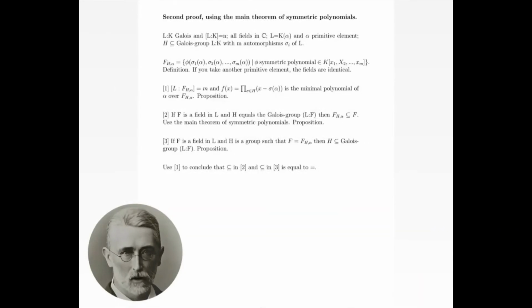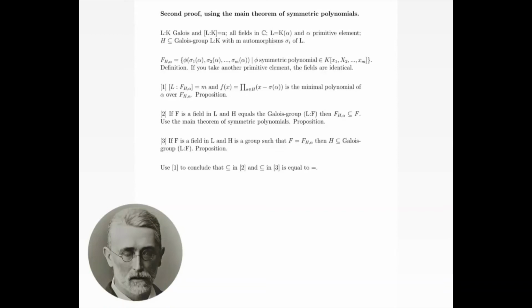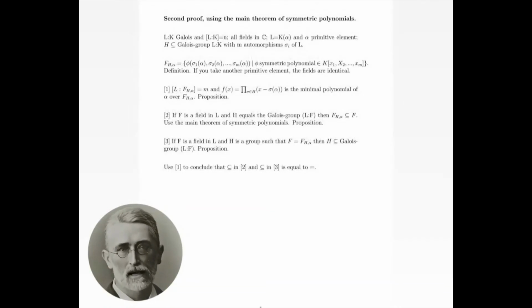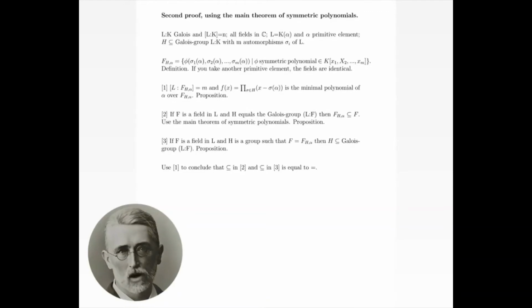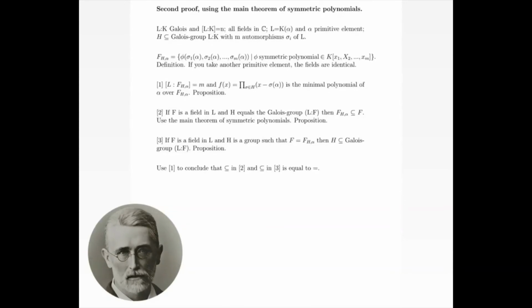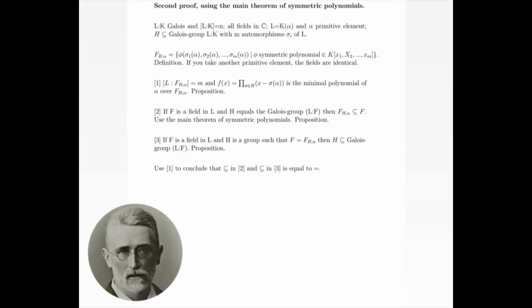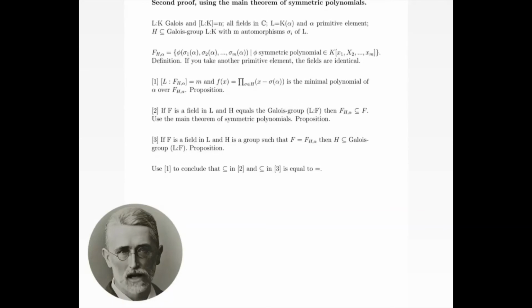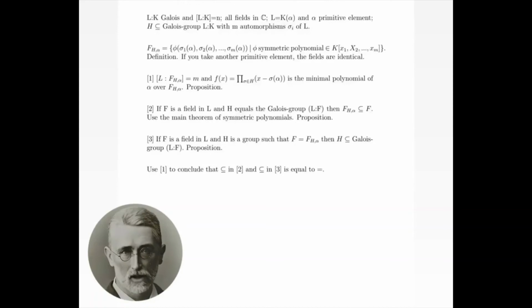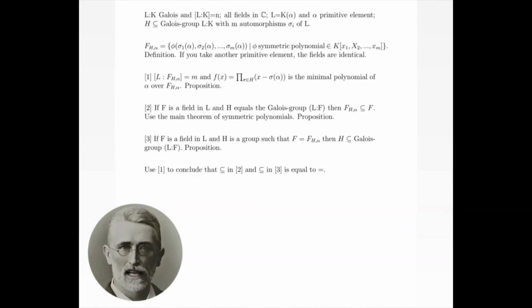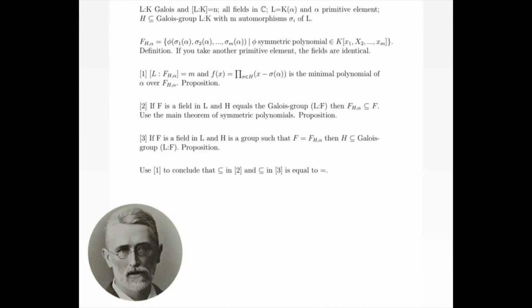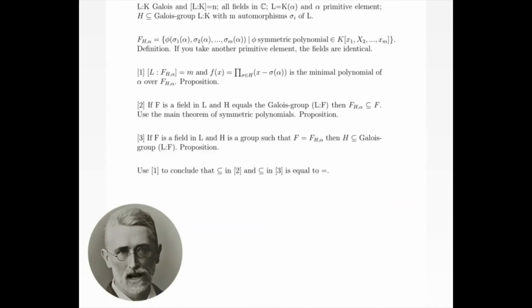At proposition 2, the main theorem of the symmetric polynomials is used. At proposition 3, we use that every automorphism from H is the identity on F. If we combine the three propositions, we conclude that we can also put an equal sign in proposition 2 and proposition 3. Proposition 2 guarantees the surjectivity, and proposition 3 guarantees the injectivity. This proves the main theorem of the Galois theory.